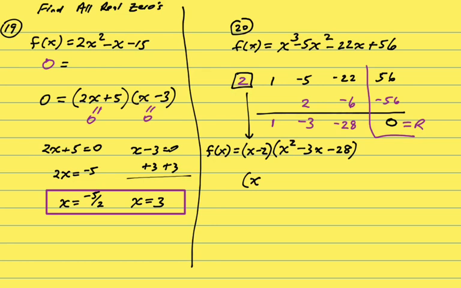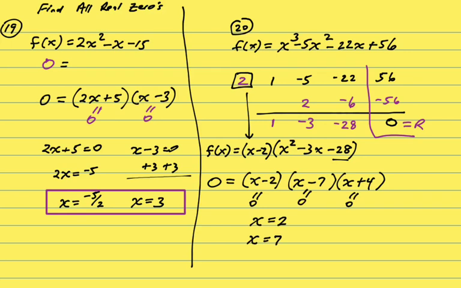And I need to see if that factors. Are there factors of negative 28 that add to negative 3? Well, how about negative 7 and 4? Do they multiply to negative 28 and add to negative 3? So if I'm looking for zeros, that means I want to make this equal 0. So what makes that 0 is 2. What makes this 0 is 7. And what makes this 0 is negative 4. So we found all of our zeros.